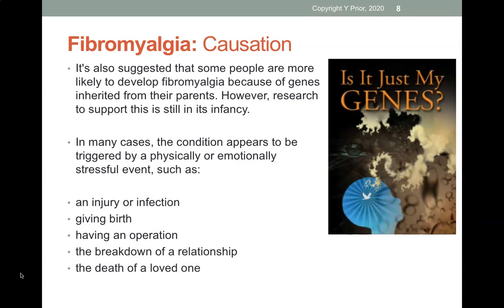In many cases, the condition appears to be triggered by a physically or emotionally stressful event, such as an injury or infection, giving birth, having an operation, the breakdown of a relationship, or the death of a loved one.